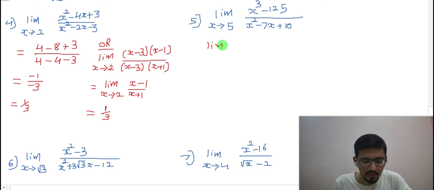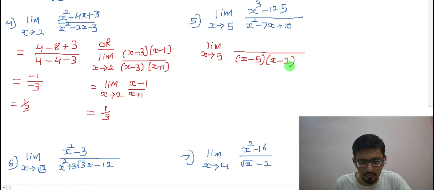Now listen here. Limit x tends to 5. In the denominator, factorization, we need factors of 10 whose addition is 7. Okay, this we learned in grade 8-9. So factors of 10 whose addition is 7 are what? 5 twos are 10. So one of the factors is x minus 5, and the other factor is x minus 2. Okay, like this you can factorize. Why will direct substitution not work? Because if you keep x equal to 5 here, the denominator is coming 0.